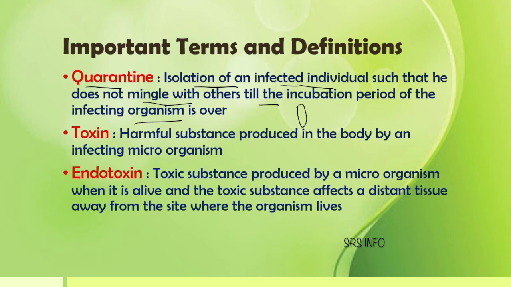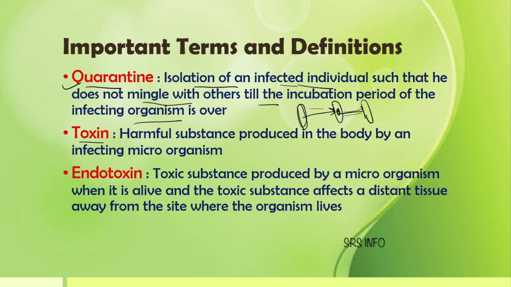Incubation period means the person is already infected. If this infectious agent spreads to another person, then again the process starts. It develops within his body and after some days he also starts to show the symptoms. So this is the incubation period. It varies depending on the characteristics of the infectious organism. In some cases it is 7 days, in some cases it is 14 days. Till the incubation period of the organism is over, the infected individual can be isolated, and this process is called quarantine.